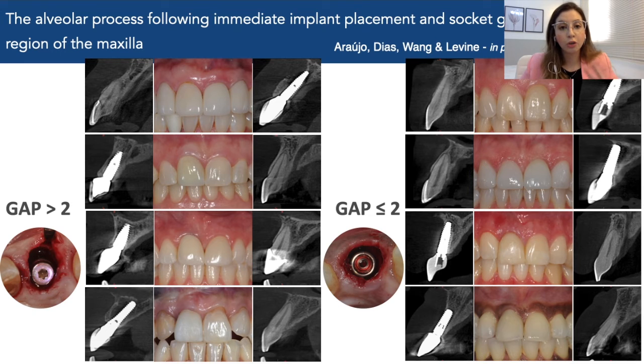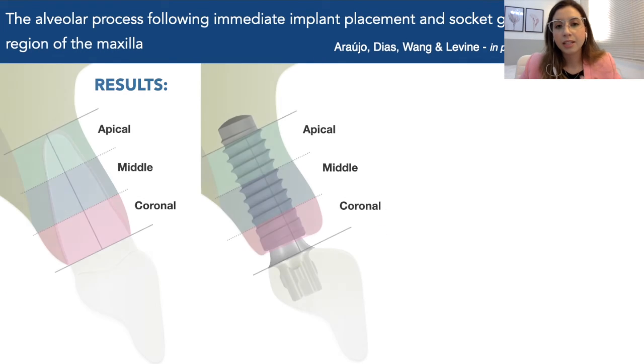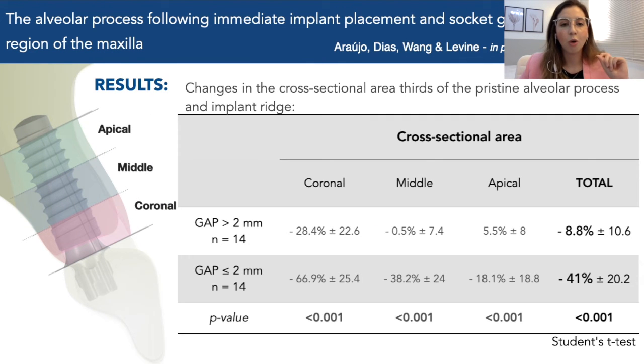And now we have these two groups. The wide gap group, in which the gap was greater than 2 millimeters, and the narrow gap, in which this distance was 2 millimeters or less. And these are some examples that we included, and we have the tooth site and the implant ridge. Let's see what happened. This table will show you the overall alterations between the pristine alveolar process, the tooth site, and the implant ridge after some years in function, about 5 years in function.